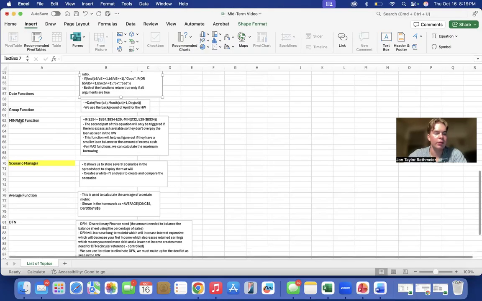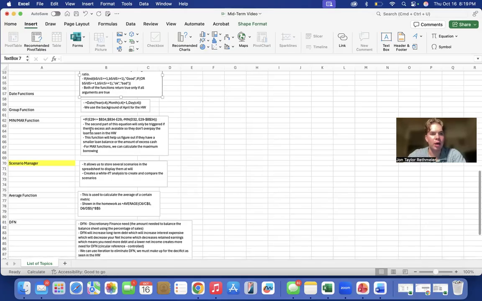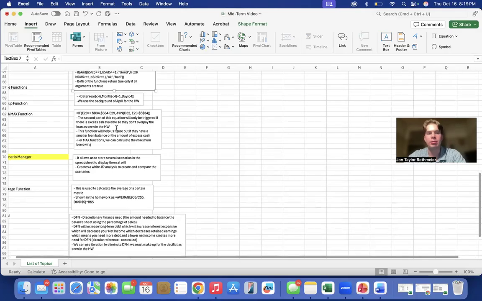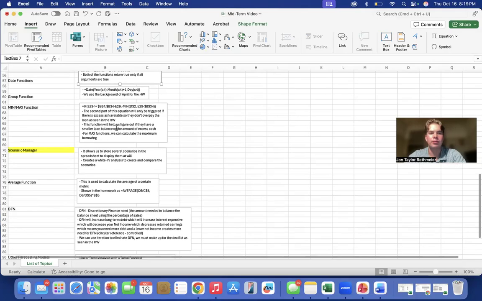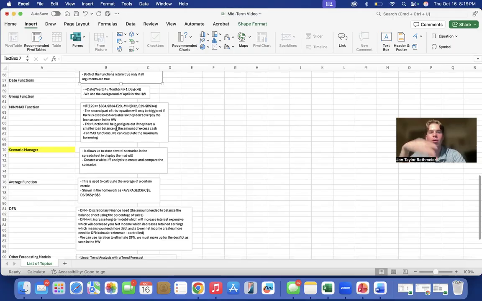And then for the MIN and MAX functions, the second part of this equation will only be triggered if there's excess cash available, so they don't overpay the loan, as seen in the homework. This function will help us figure out if they have a smaller loan balance or if they have excess cash. And for MAX functions, we calculate the maximum borrowing, which is what we're going to see in the scenario manager, which we did over here.